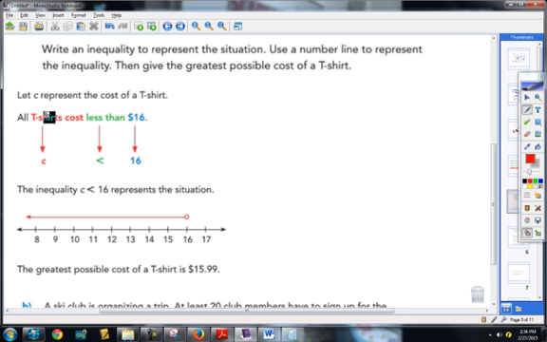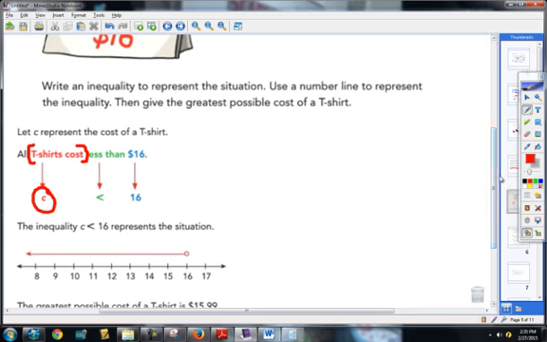the cost of all t-shirts, like they have here in red, that's going to be our variable, because we don't know how much the t-shirts can cost. They can cost $1, $2, $5, or whatever. Okay, and that's the whole point of the inequality, because there's not just one amount. There's not just one number that could be put in for that variable.